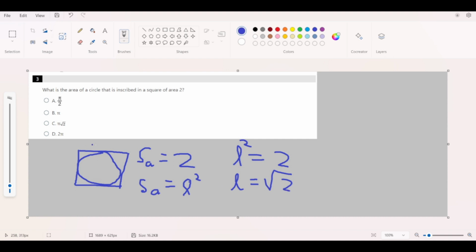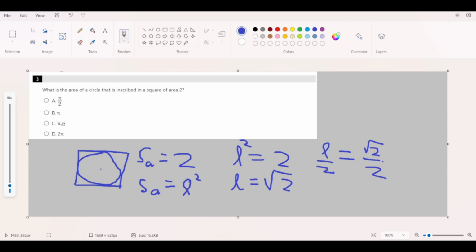Now, that is important to find because using half of this length, we can find the radius of our circle. Because the radius of our circle is the distance from the midpoint of the circle to the edge, that is equal to half of the length of the square. So that means that our length of the radius of our circle is half of L, which means that half of L is root 2 over 2.